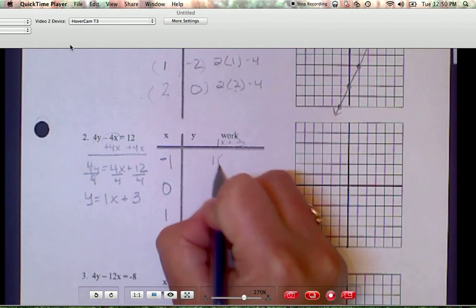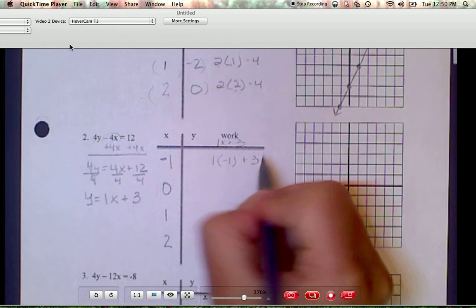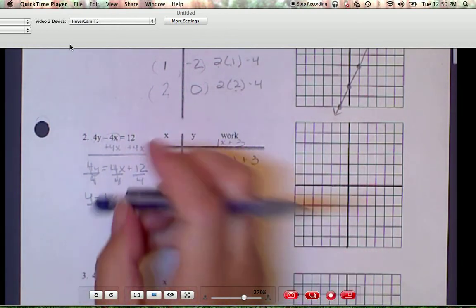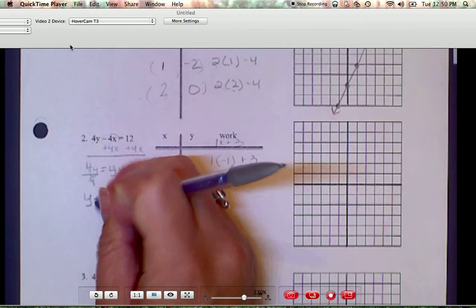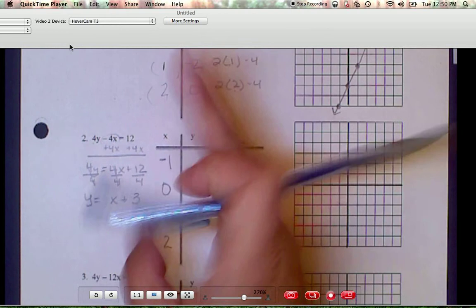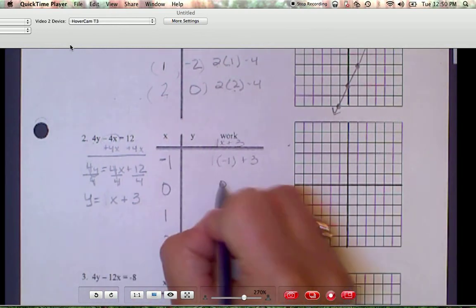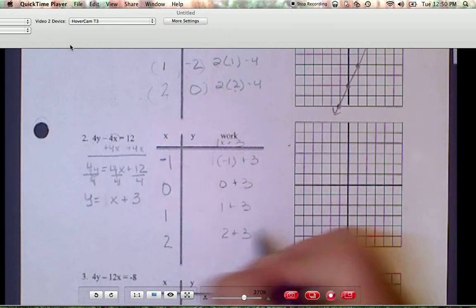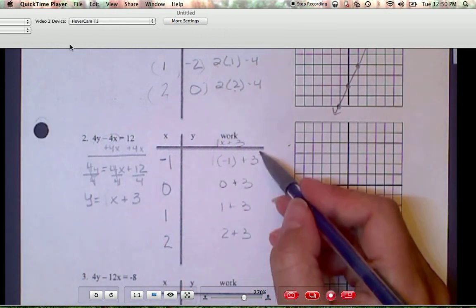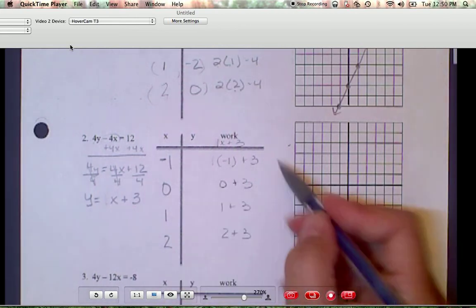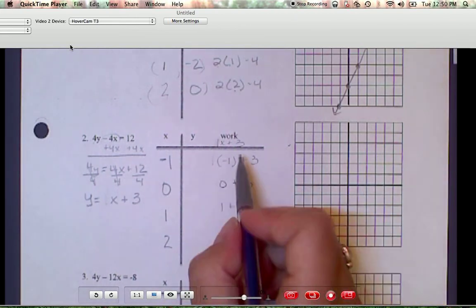So 1 times negative 1 plus 3. Now, here's the thing. If you just cancel these out and just wrote x, then you don't even need that 1, and it may seem like one less step. So it really is 0 plus 3, 1 plus 3, 2 plus 3. Very easy. And I know this is simple, but you are still required to show one step of work for each of these. So it's not difficult. You just have to do it.